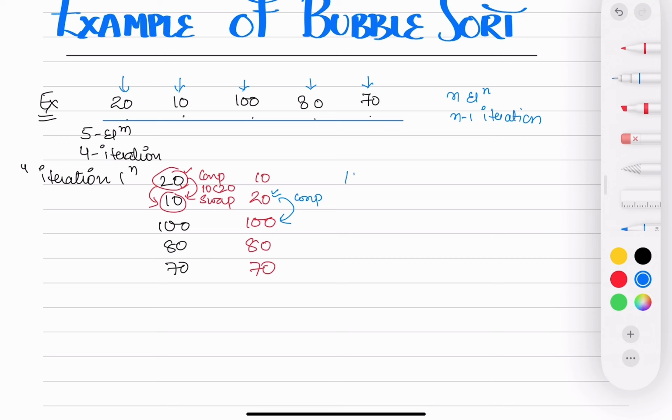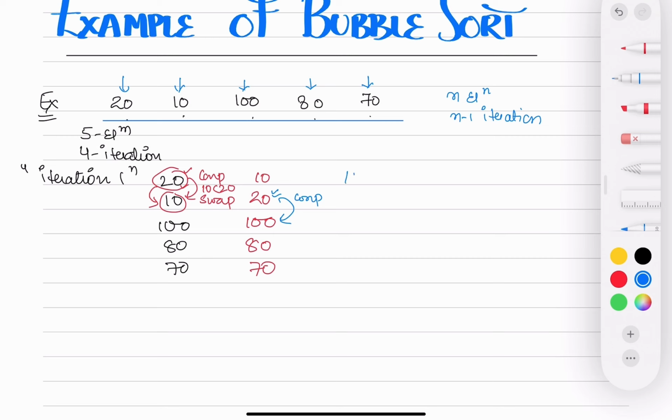Then you again compare 100 and 70. 70 is less than 100, so 70 should come before 100. So you swap, and what you get? 10, 20, 80, 70, and 100. So this 100 is sorted. That is the concept of bubble sort: we bubble up the largest element to its last position. In the second iteration, we will bubble up the second largest element to its position. Are you getting it? So you have got this to its right position.